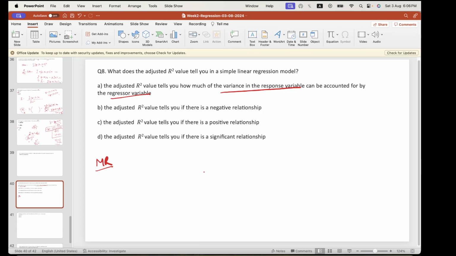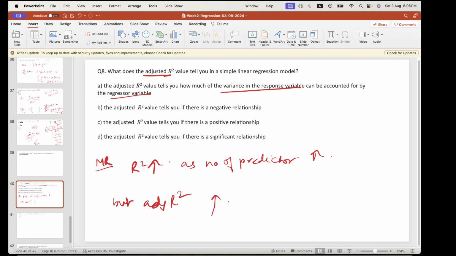But then how much can it increase and how much can it decrease? That value will be given by adjusted R square. What happens is that if we keep on adding variables, R square value will increase as the number of predictors increases. But adjusted R square will not show that relationship. It might increase to a certain extent and then it might fall also. So adjusted R square will give you the optimal number of predictors to include in your regression model. Okay, is it clear?